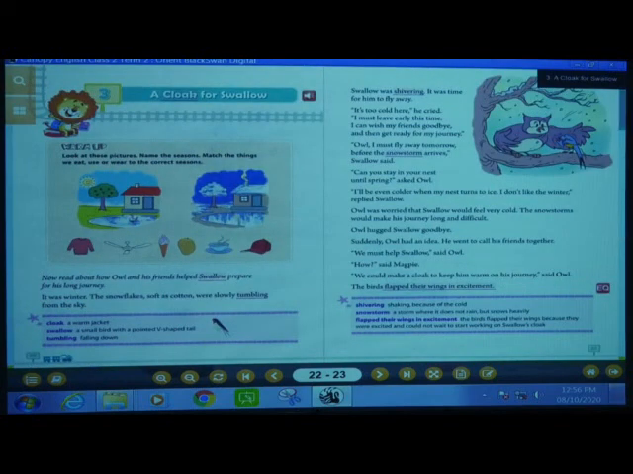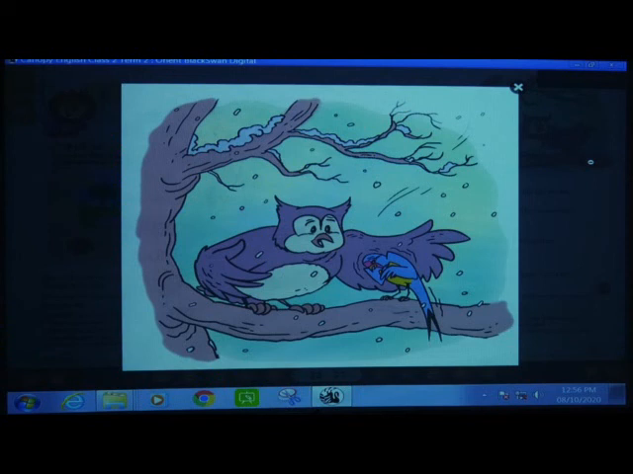Now children, pay attention here. In this picture what can you see? There is an owl and a small bird with a V-shaped tail. What's its name? Swallow. Correct. So children, do you think this owl is looking happy? Do you think this owl is happy in this picture?